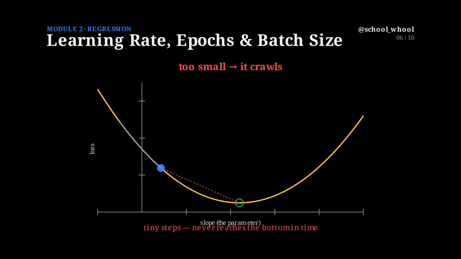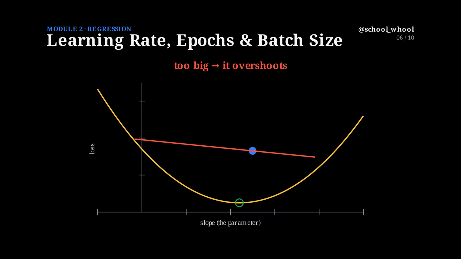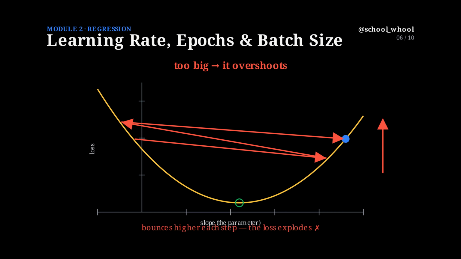Make them too big, and it overshoots the bottom completely, flying up the far wall. Step after step it bounces higher and higher. The loss explodes instead of shrinking. Training has diverged. A good learning rate is the middle path.